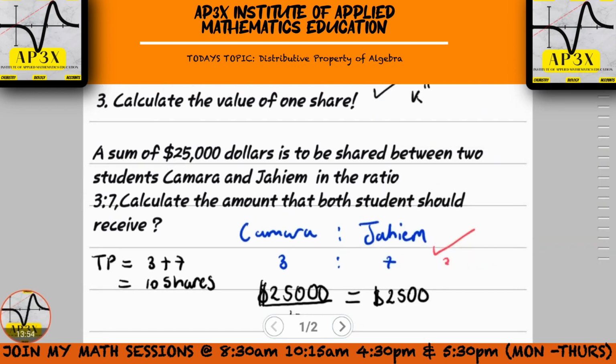Now easily we can calculate how much Kamara received. Kamara would have received 3 portions times 2,500, and Jahim would have received 7 portions times 2,500. Mathematically, Kamara would have received $7,500, and Jahim would have received 7 times 2,500, which is $17,500. Let's double check. 7 times 2 is 14. 7 times 5 is 35. So that's $17,500.